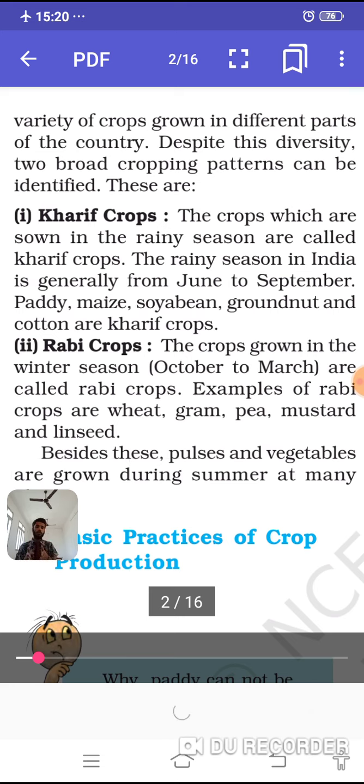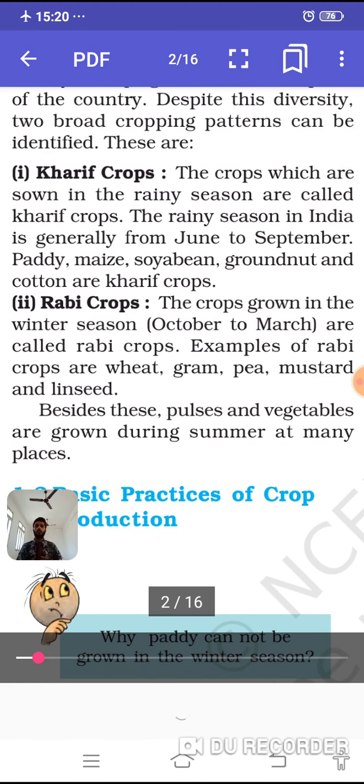So I suggest you write some other names of kharif crops and send them to me through WhatsApp. Okay, so the crops which are grown or sown in the rainy season, that type of crops are known as kharif crops.